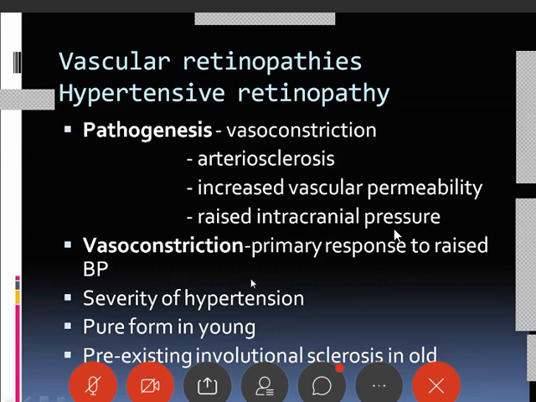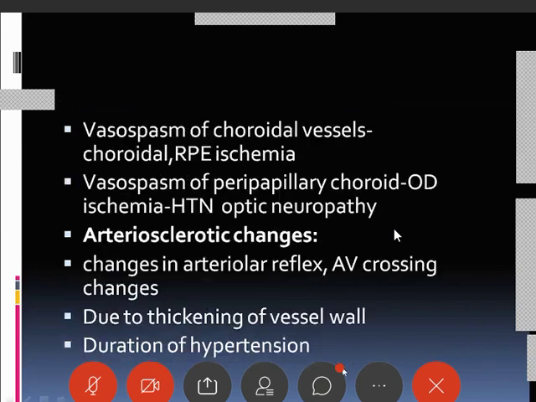So the vasoconstriction is the primary response to raised blood pressure. It depends on the severity of hypertension. The pure form of vasoconstriction occurs in young individuals, because in older individuals there will already be pre-existing involutional sclerosis.